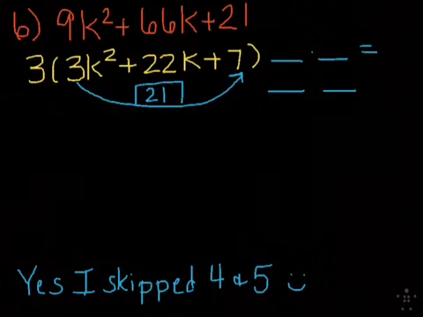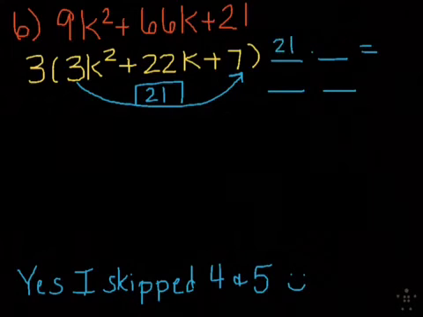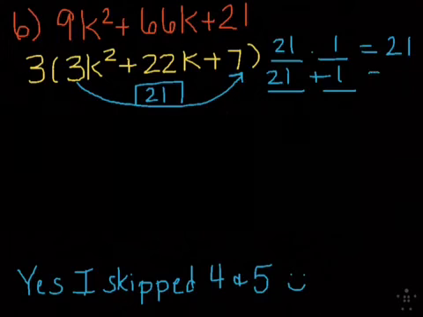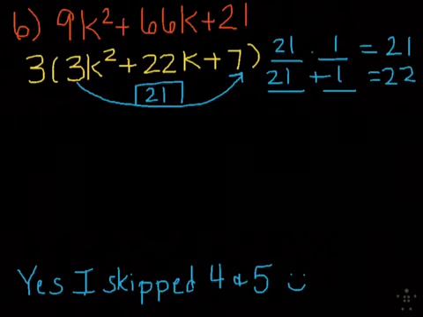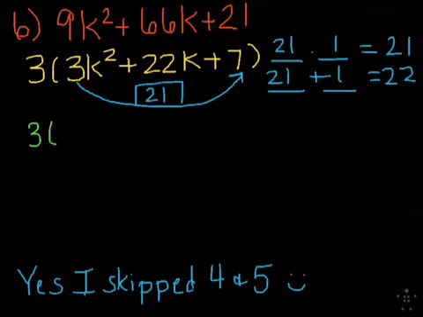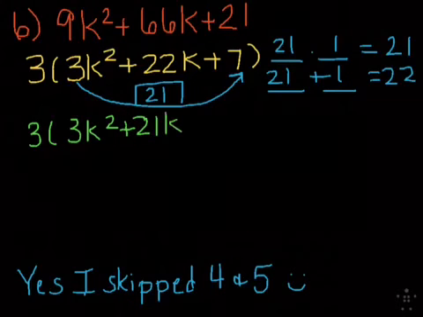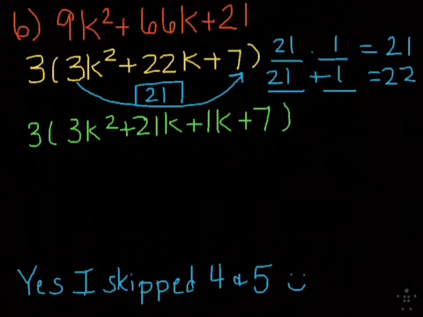All right. So 21 times 1, right? It's 21. 21 plus 1 is 22. So I end up with 3 parentheses 3k squared plus 21k plus 1k plus 7. Right? We're going to group.